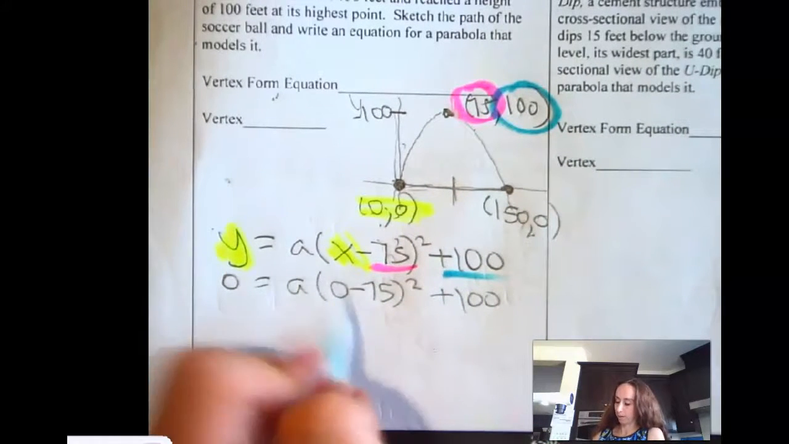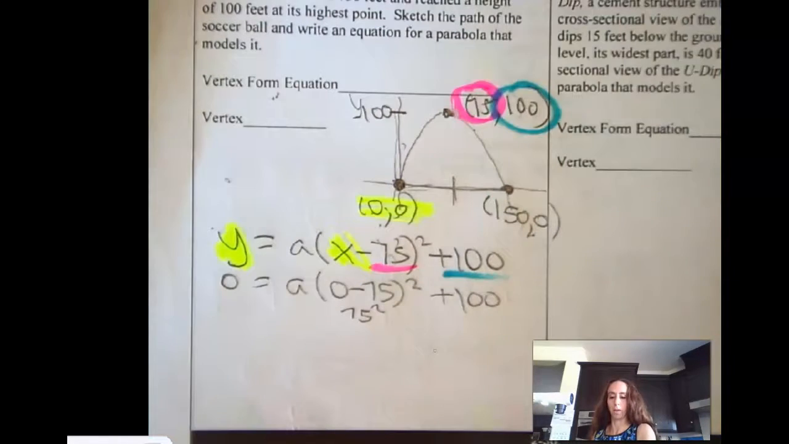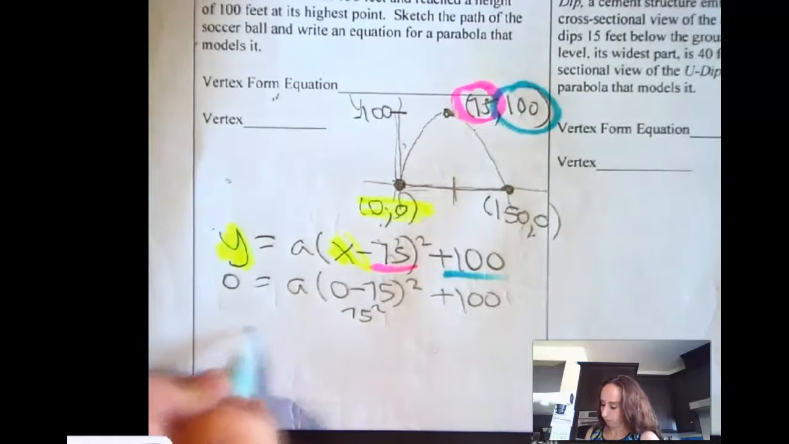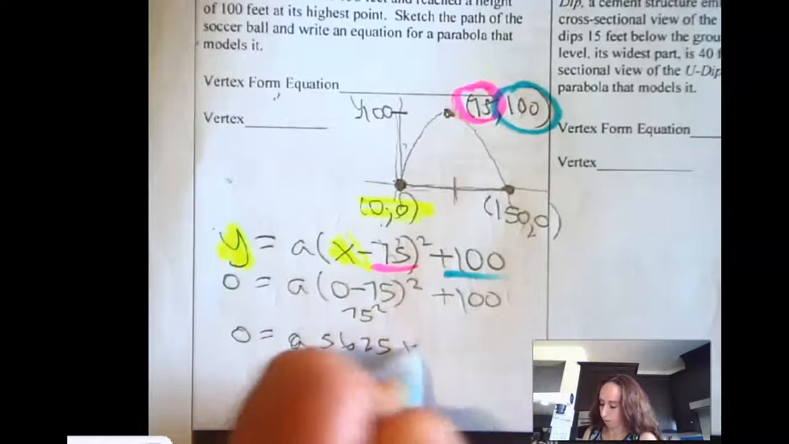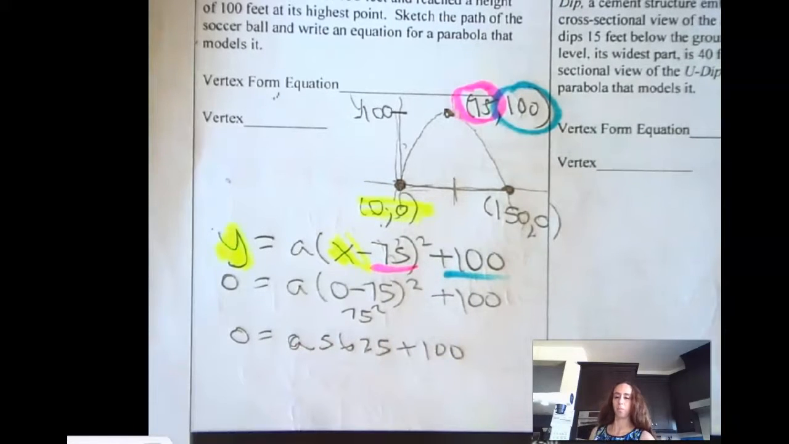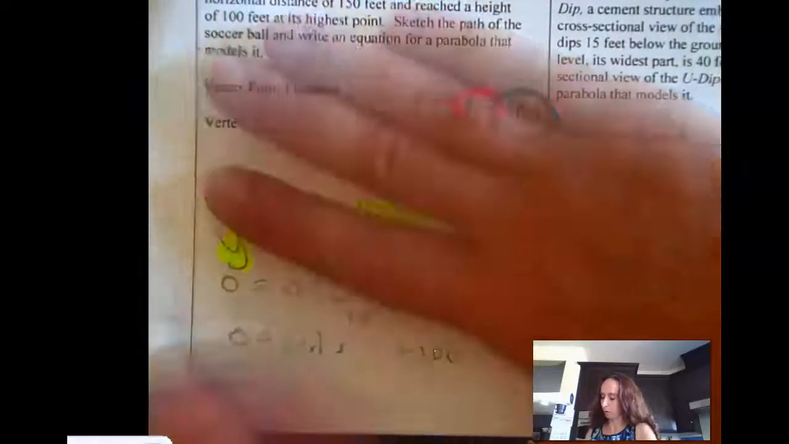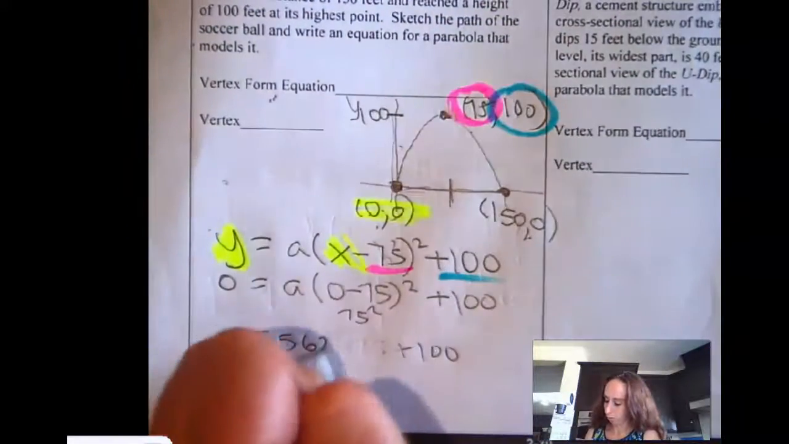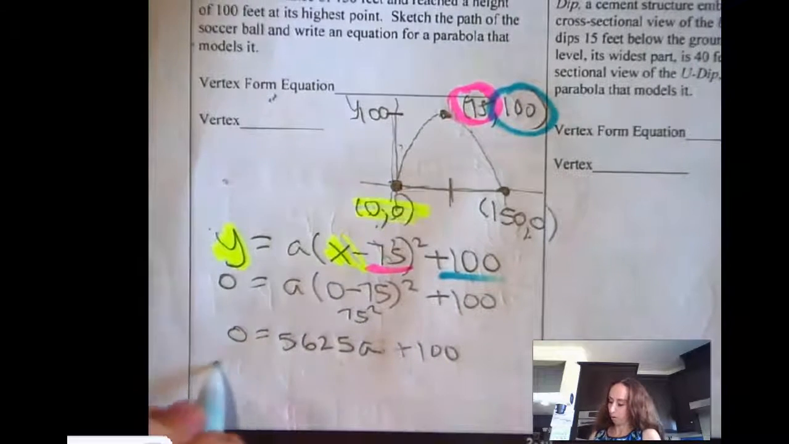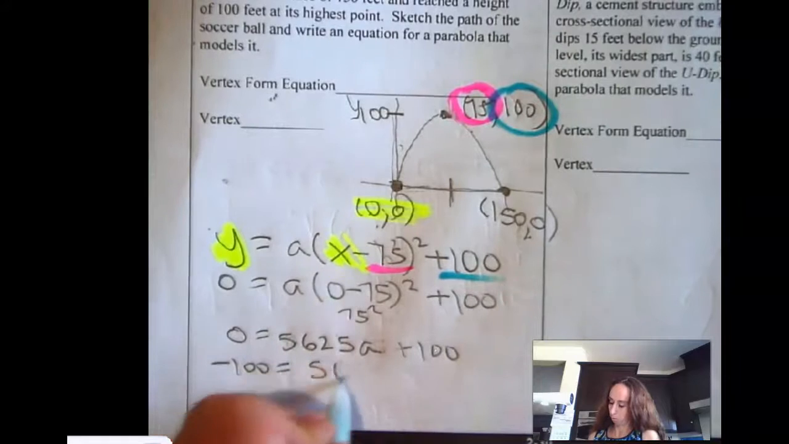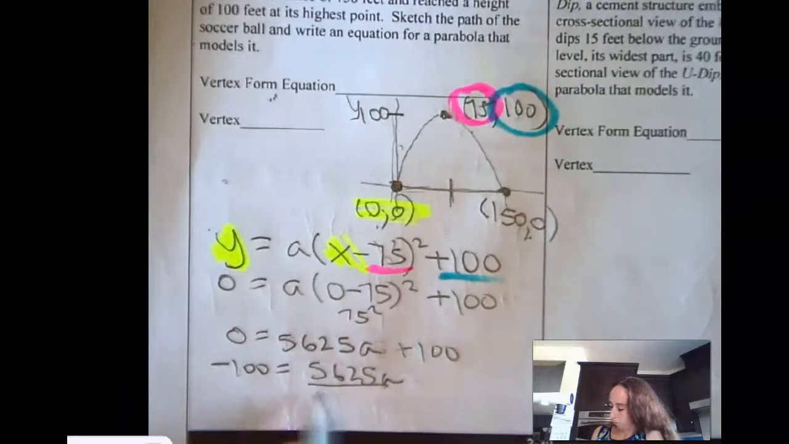0 minus 75 is negative 75, but when you square it, give me a second, I'm going to use my calculator. I got 5625, so 0 equals a times 5625 plus 100. But remember when we write things, we don't write x3, we like 3x. So I'm going to move this over. So this is really 5625a. Now I'm going to solve like I solved for x. Subtract 100 from both sides. And then divide by 5625.